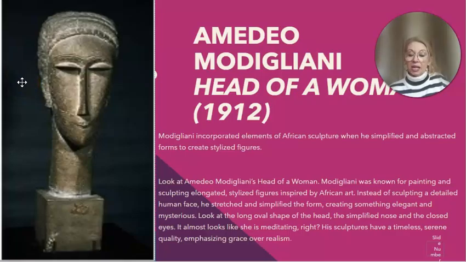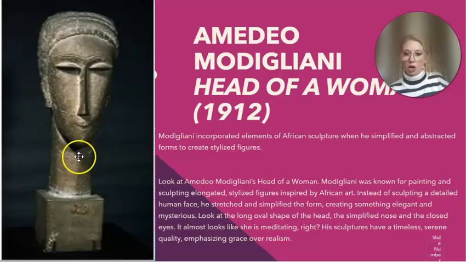So Modigliani incorporated elements of African sculpture when he simplified and abstracted forms to create stylized figures. So look at this head of a woman. He was known for painting and sculpting elongated, stylized figures inspired by African art. Instead of sculpting a detailed human face, he stretched and simplified the form, creating something elegant and mysterious.